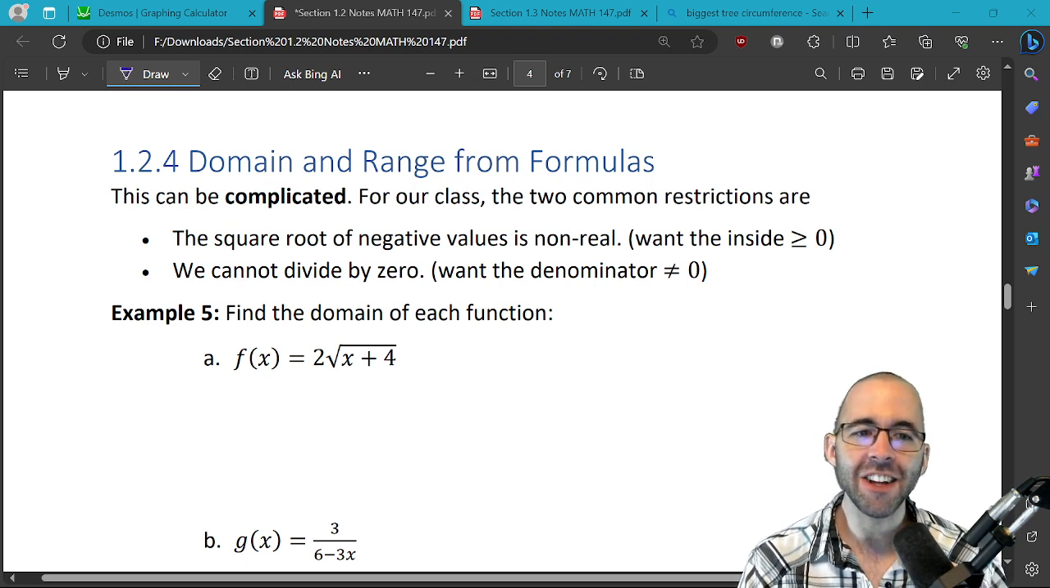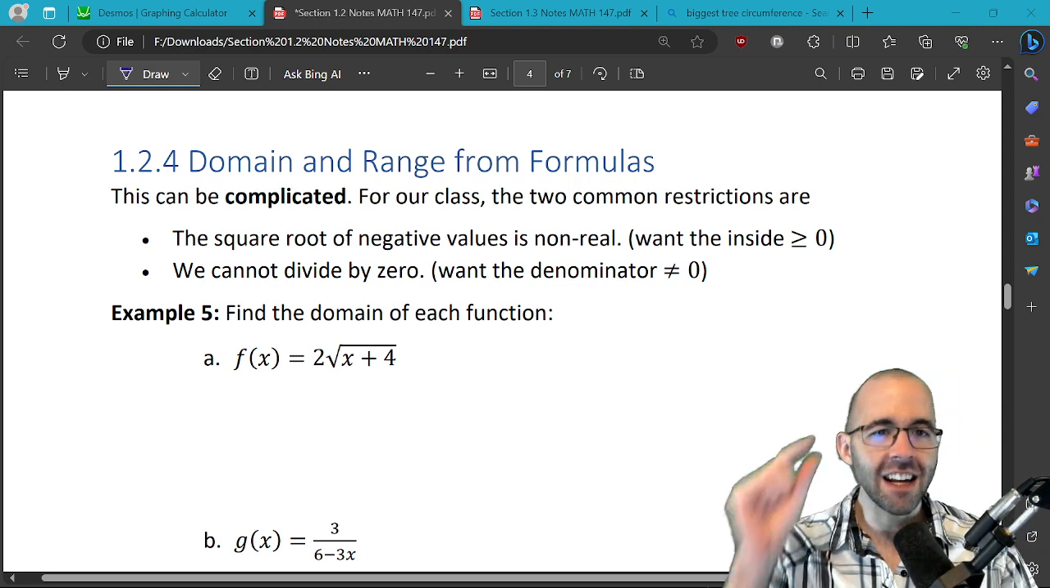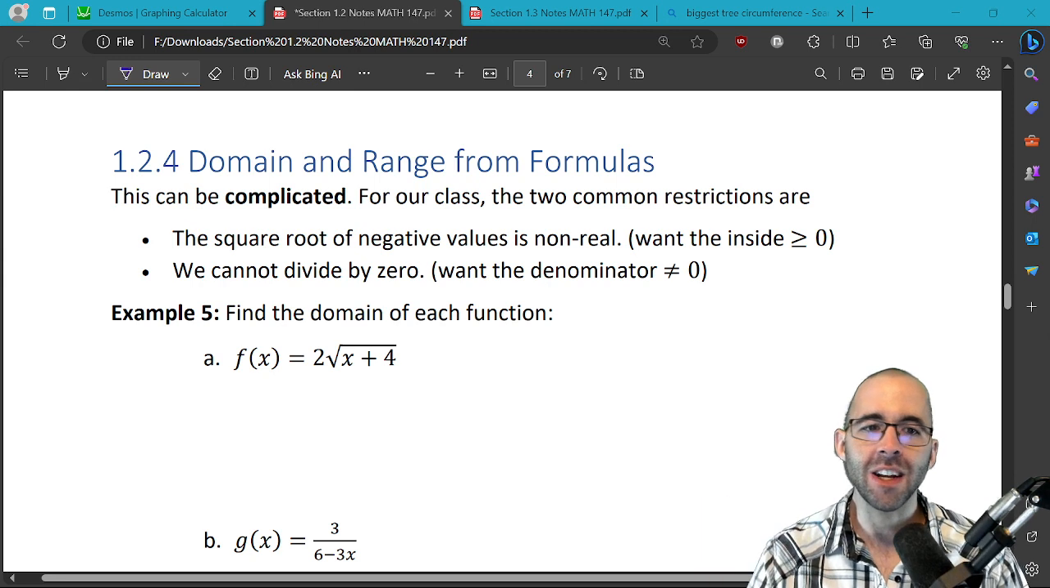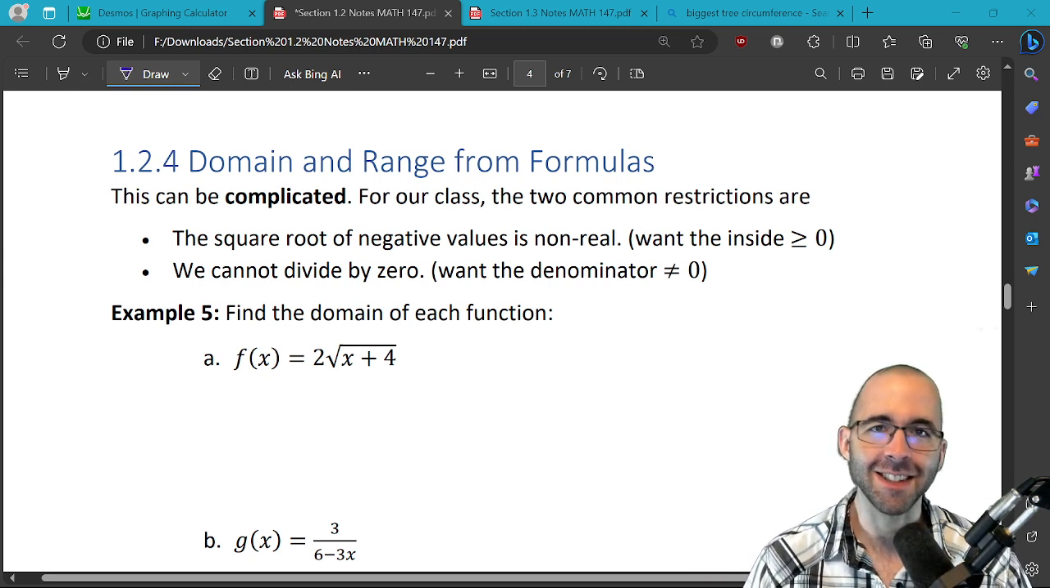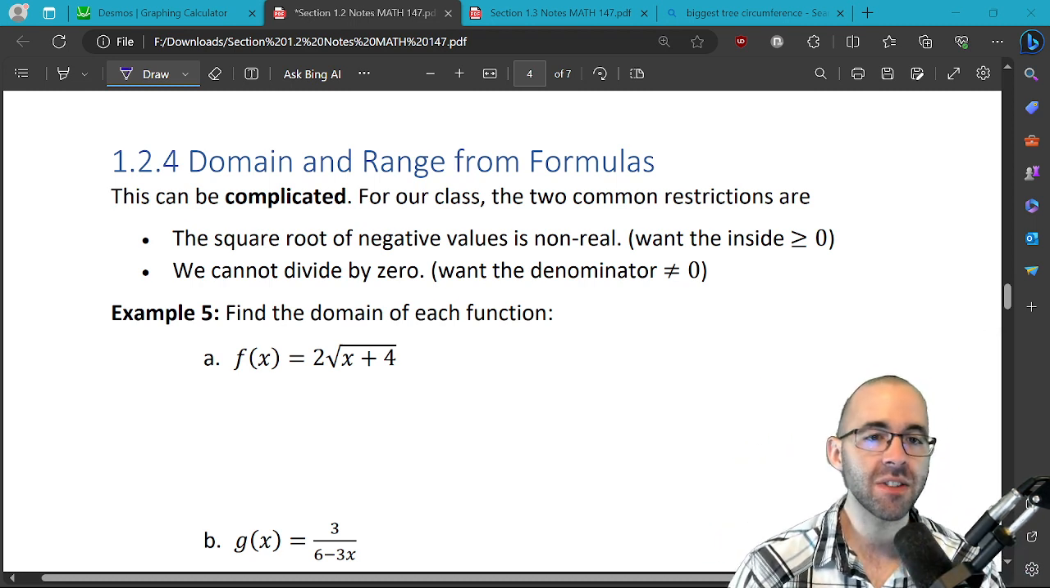From formulas, it can get a little bit more complicated. And it's funny because it can get so complicated that really we're just going to look at simple things and only for the domain. We're not going to find the range from these functions, not in this class, which is great because I hate explaining that. So we're just going to focus on domain.